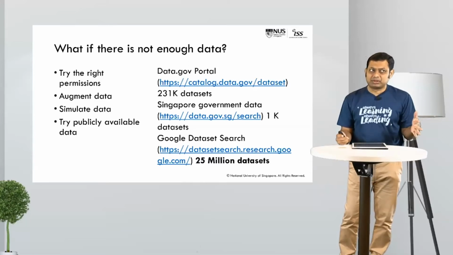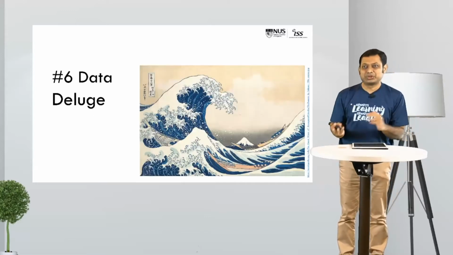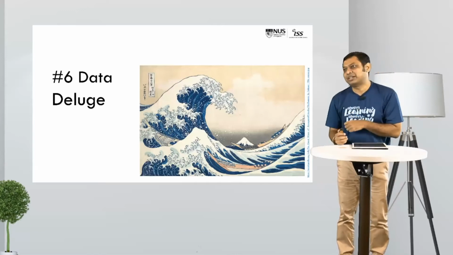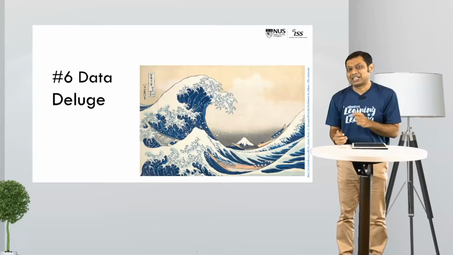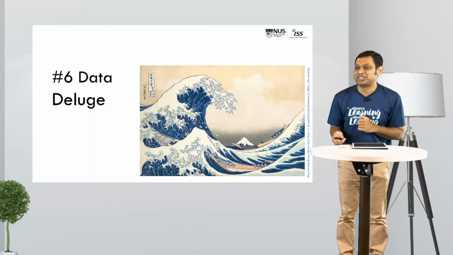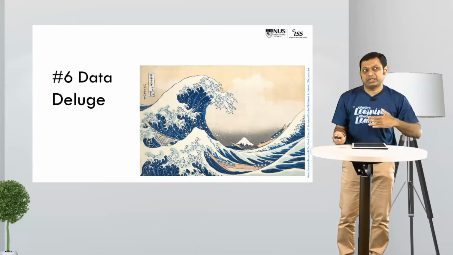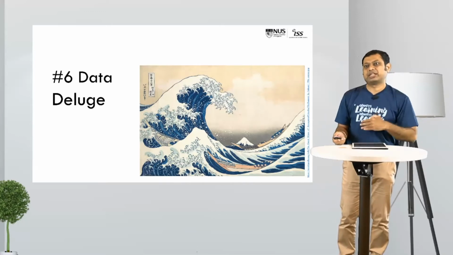So that's one problem. But sometimes you have the opposite problem. You have too much data. You have a deluge of data. This is a Hokusai painting where the tsunami actually is taller from this perspective sometimes than Mount Fuji in the background. So if you have too much data, then you want to look at a systematic approach to data.